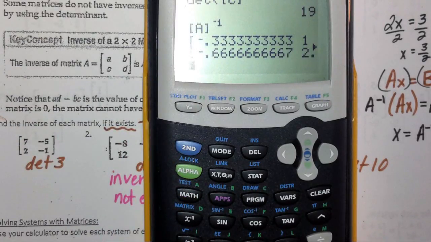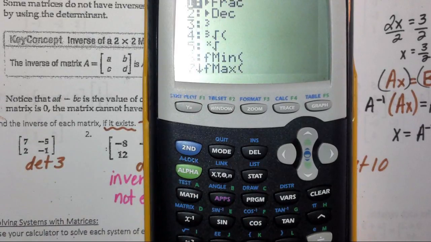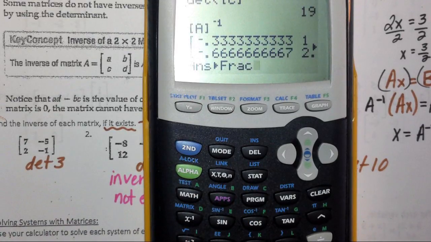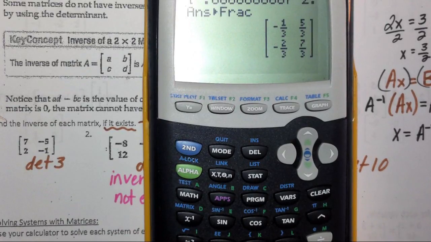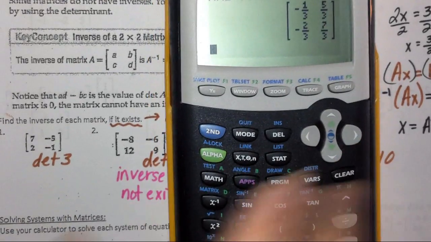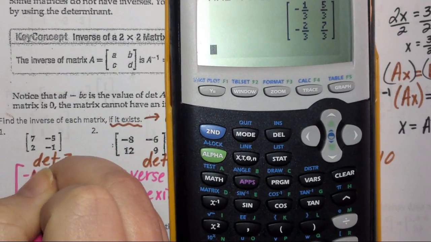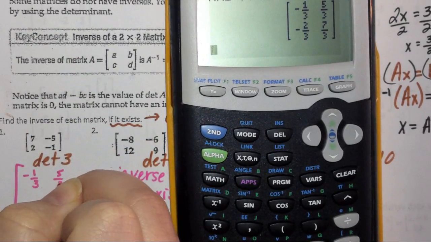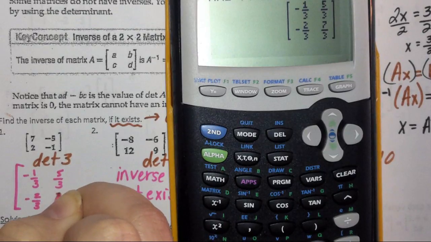Okay, that's lovely, good for them. Wouldn't you rather see some fractions? Did you know your calculator can change things from decimals to fractions? Press math, tell it you want a fraction, and it'll change your answer to fractions. So instead of telling me -0.33, you could tell me -1/3. And suddenly our life is so much easier. So the answer to number 1 for the inverse is -1/3, 5/3, -2/3, 7/3.